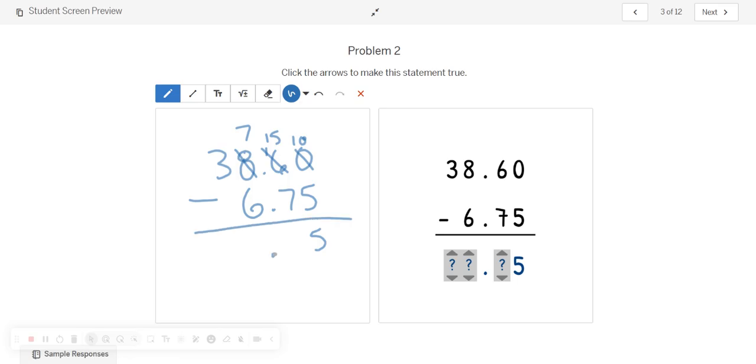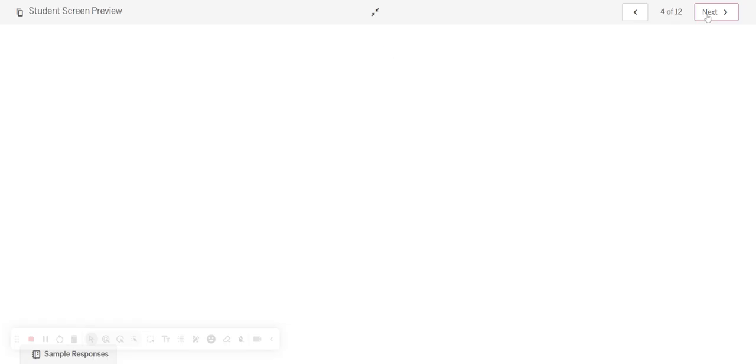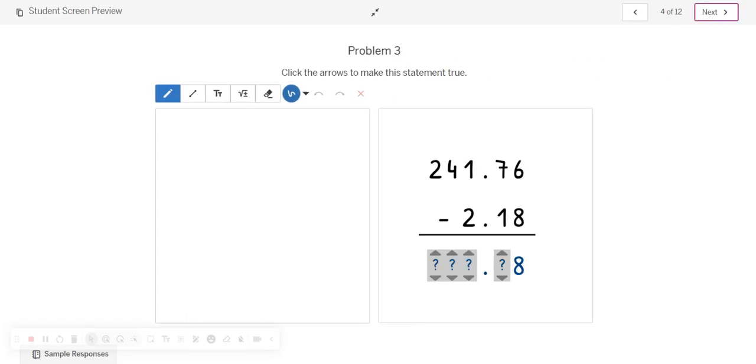I'm going to have the decimal right there. 15 minus 7 dimes is 8 dimes. $7 minus $6 is 1. And 30 gives me a 31.85. There we go. And we keep moving on.